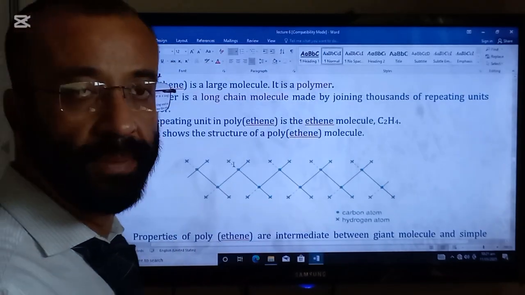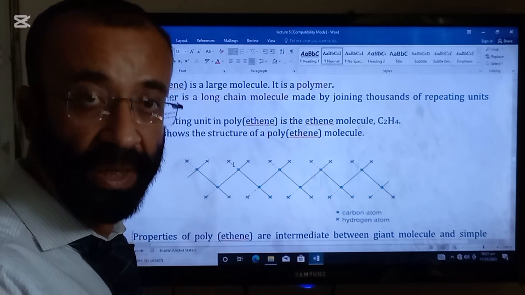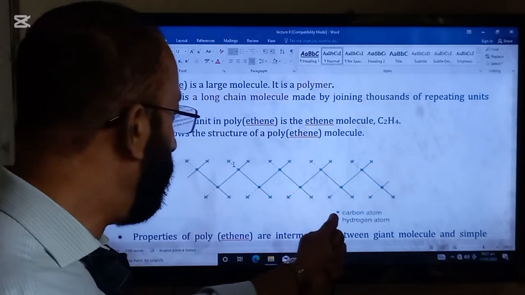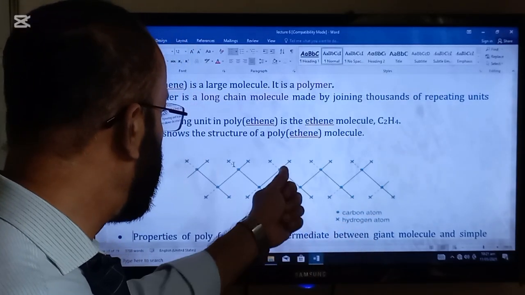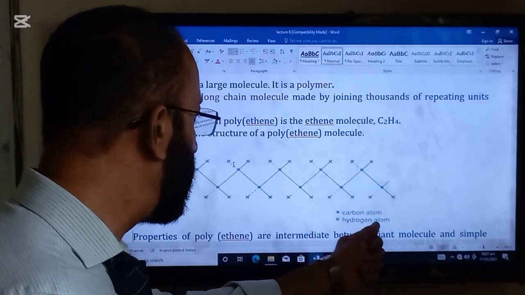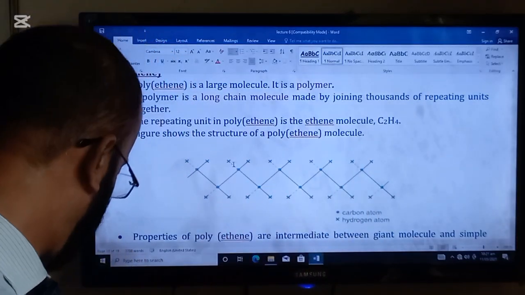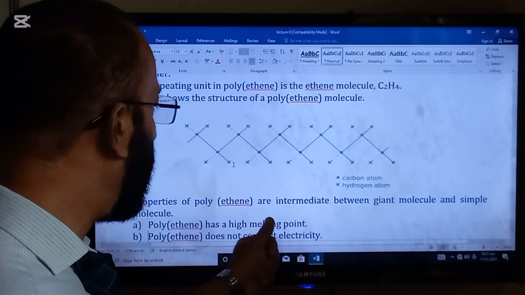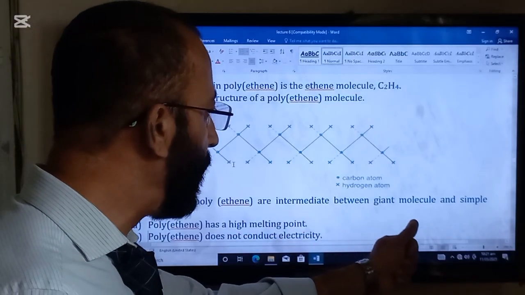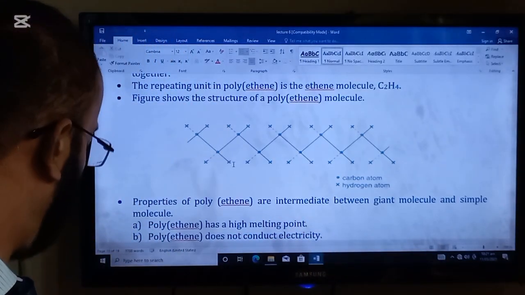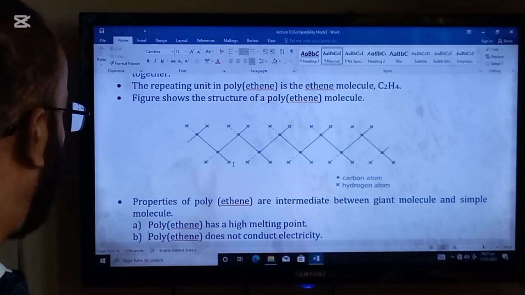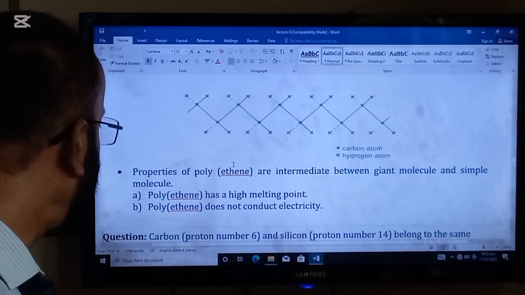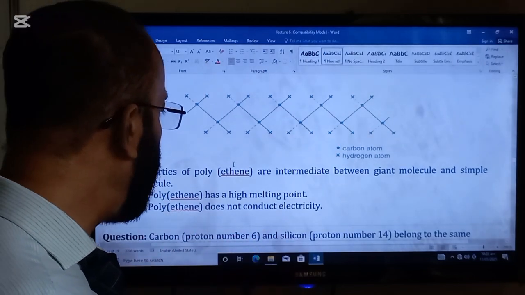Here is the structure. Practice it on the paper because this structure normally comes in the paper to draw. Black dot is carbon atoms. Here are carbon atoms and cross is hydrogen atoms. Properties of the polythene are intermediate between giant molecules and simple molecules. Polythene has a high melting point. Polythene does not conduct electricity.